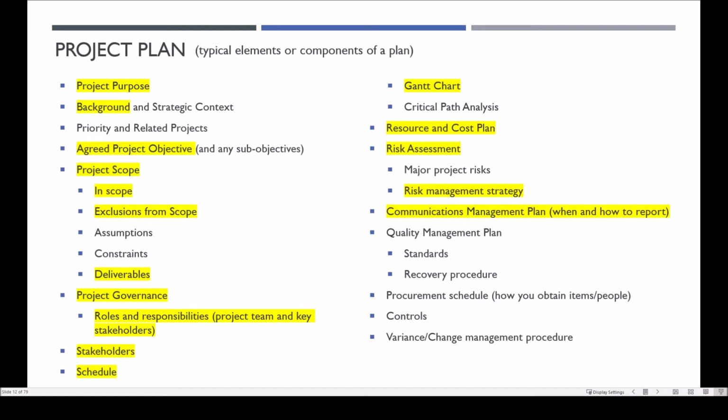They're the critical components, the most typical elements that you would find. In most cases, it wouldn't be reasonable to exclude any of those highlighted ones.